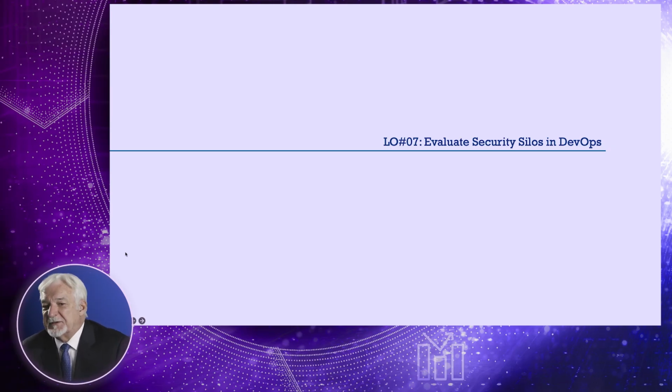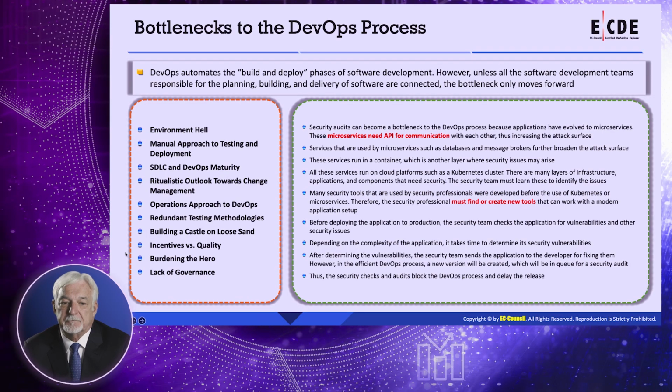So let's evaluate the security silos that can be inserted into the DevOps operation. There are some bottlenecks to the DevOps process. Basically, DevOps is looking to automate the build and deploy phases of software development. However, unless all the teams responsible for the planning, building, and delivery of software are connected, the bottleneck only moves forward. What's the security impact of this?